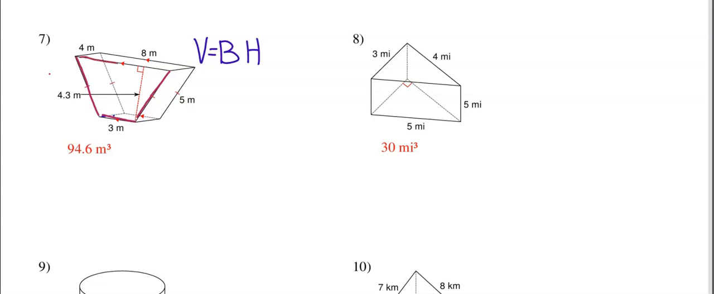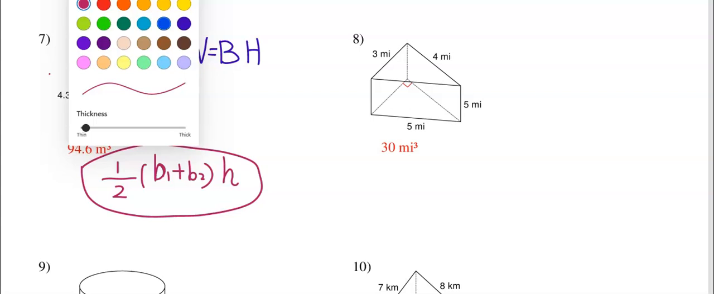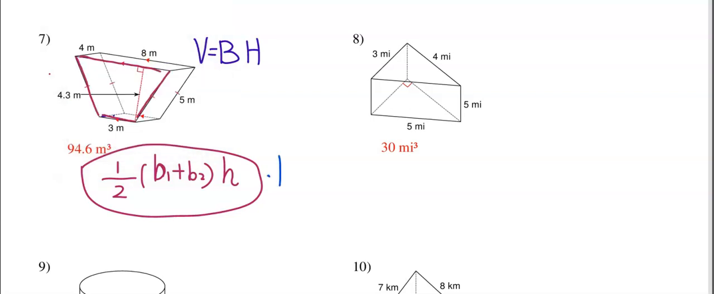If it's a trapezoid, what do we do? Remember that day when we did origami, we say 1/2 base 1 plus base 2 times the height of this trapezoid. This portion gives you the base of the prism. Then I'm going to change the color. Then you need to times the height of the prism.